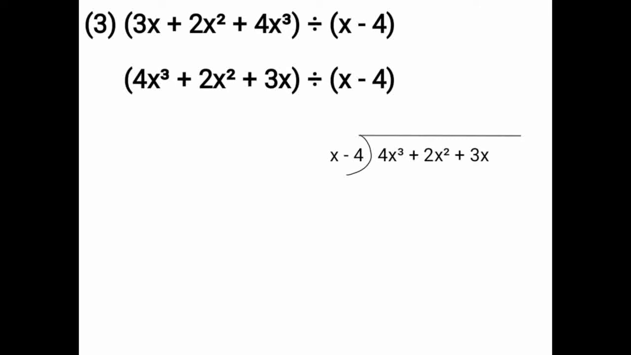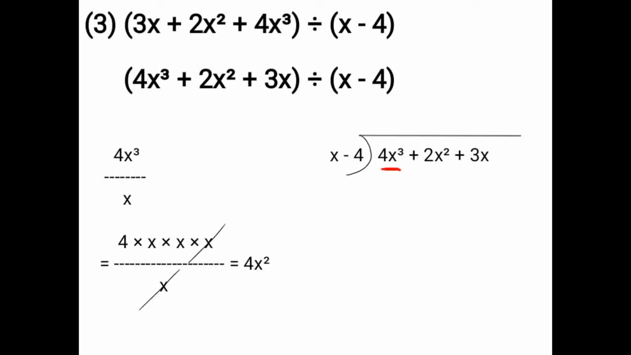The first term is 4x cube. You have to divide 4x cube by x. 4x cube upon x, write in multiplication form. 4 into x into x into x upon x. x gets cancelled. So what will remain? 4 into x into x. 4 into x into x is 4x square. After dividing the first term by the variable x, you are getting the quotient 4x square. So write it here.